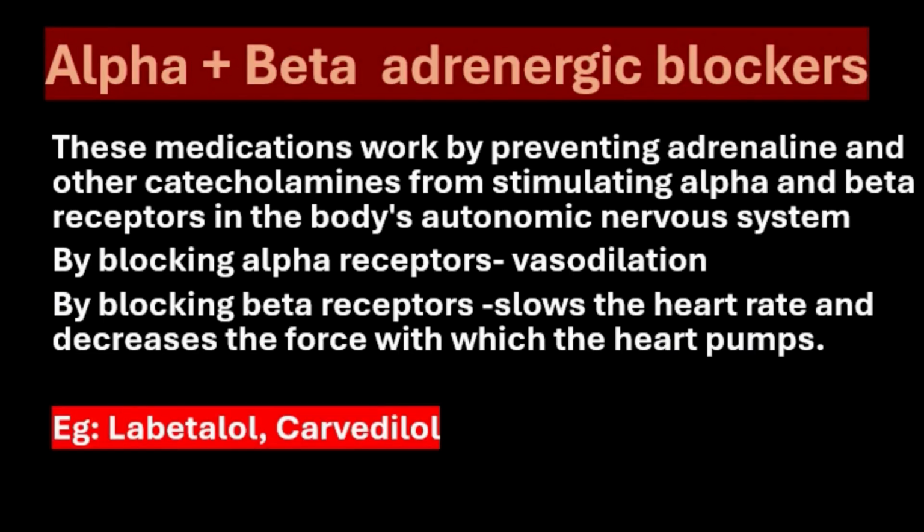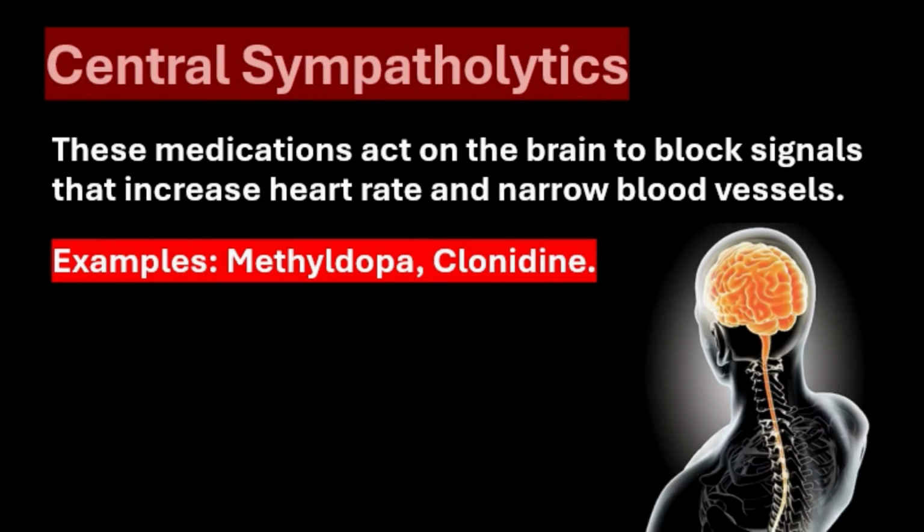Now alpha plus beta blockers. These medications work by preventing adrenaline and other catecholamines from stimulating alpha and beta receptors in the body's autonomic nervous system. Blocking alpha receptors causes vasodilation, and blocking beta receptors slows the heart rate and decreases the force with which the heart pumps. So in both directions, in the heart and in the vessels, it will act. Examples are labetalol, carvedilol.